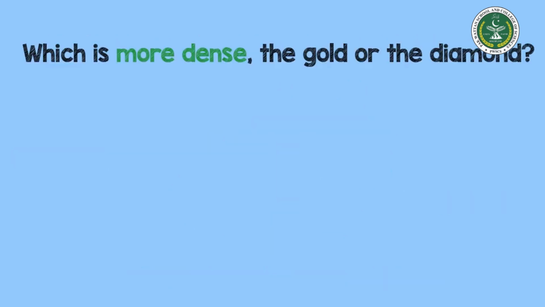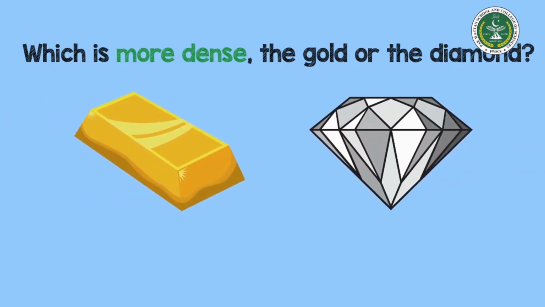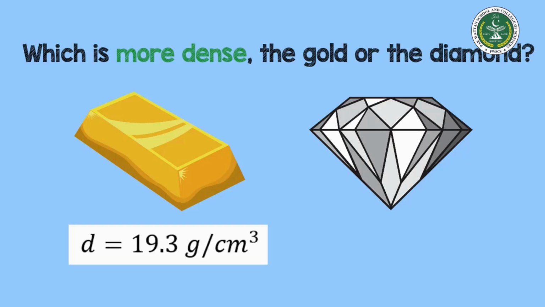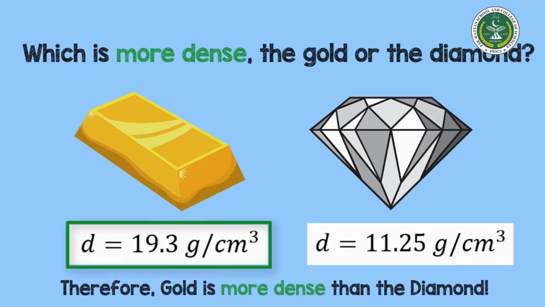Another question, which is more dense, gold or diamond? This question is asking about density. Based on the answers in the example, we can conclude that gold that has a density of 19.3 grams per cubic centimeter is more dense than the diamond. These two questions show why it is important to be careful not to use the word heavier or lighter when you are asking about the density of the object.